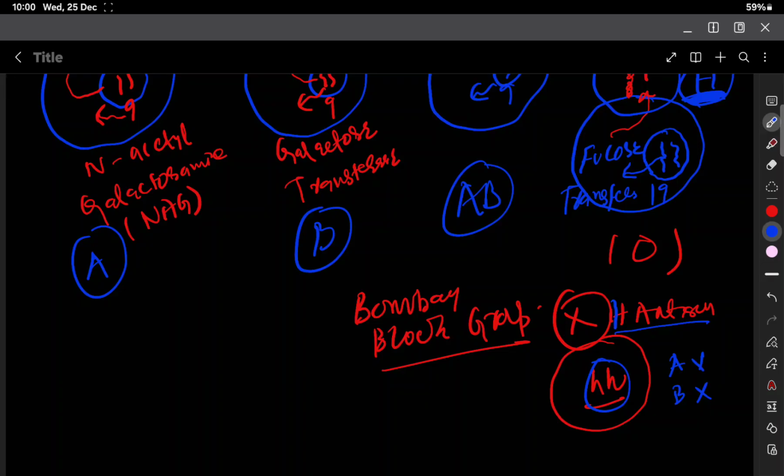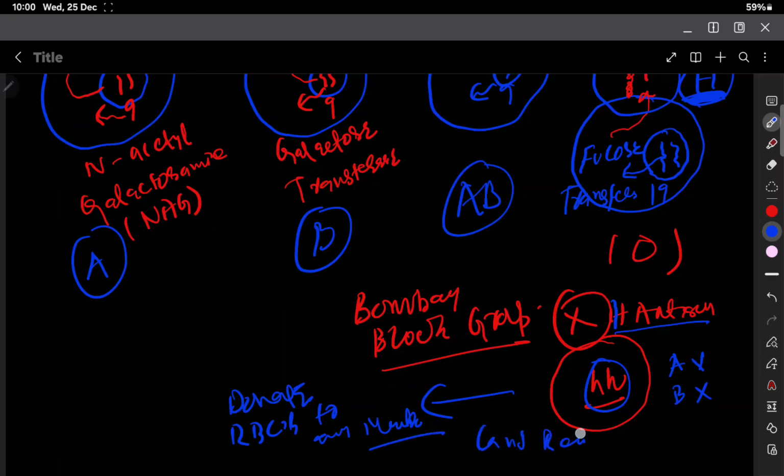They can't make A or B antigen on their red blood cells, so they have anti-H in the plasma. What they can do is donate RBCs to any member of the ABO blood group system, but they can't receive blood from any member of the ABO. So we can also call it a universal donor, because it donates RBCs or blood to any member of the ABO blood group system but cannot receive.